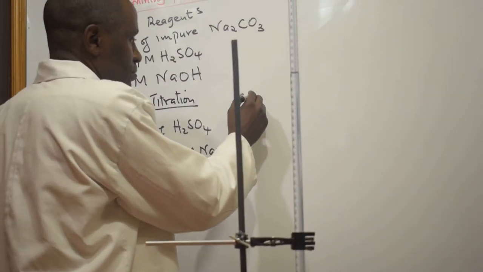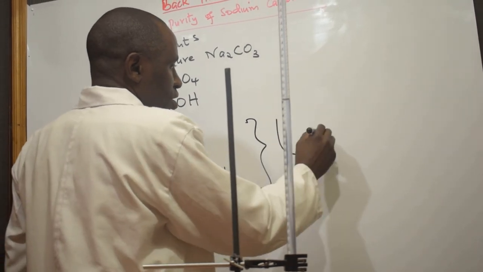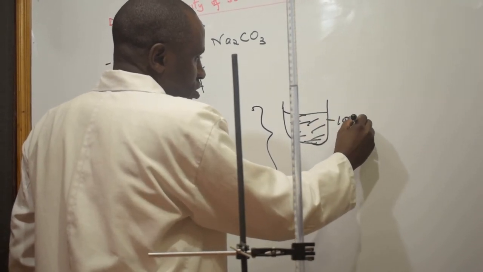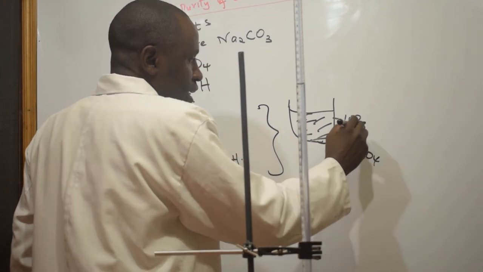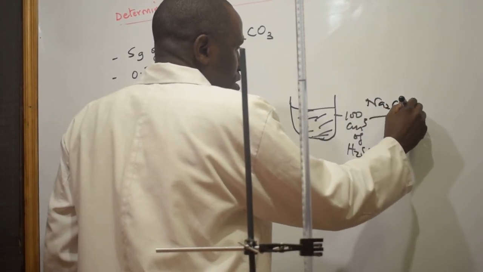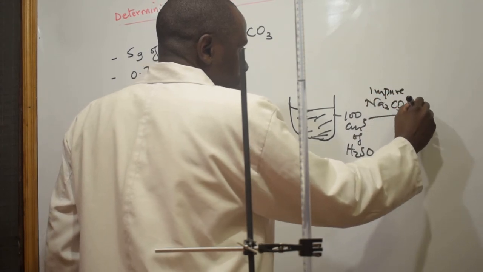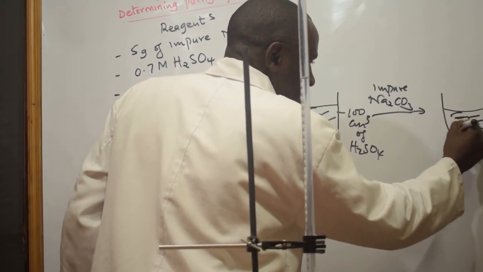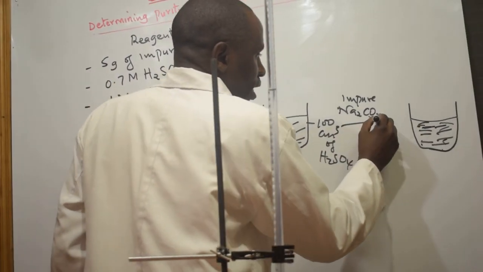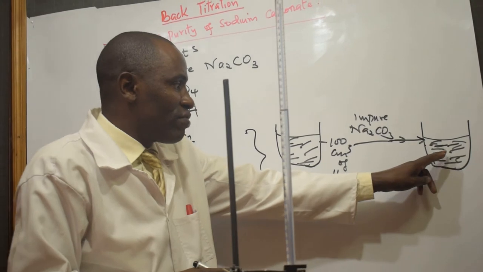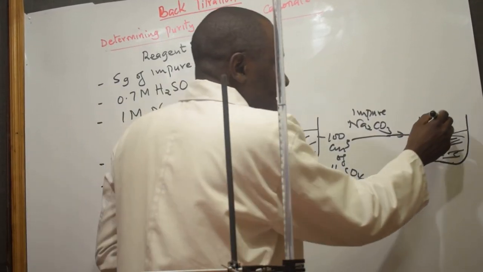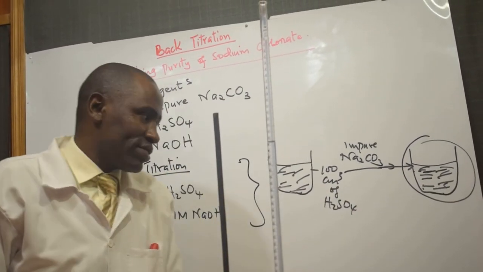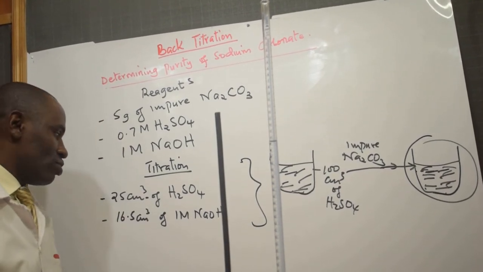I don't want you to forget that what we had initially was 100 cubic centimeters of sulfuric acid. Then we added the carbonate, that is the impure carbonate, so that we formed this acid which we have been analyzing. It was the analyte here. So what I've just done is I've taken 25 cubic centimeters of this. This is what I have pipetted, about 25 cubic centimeters, and I've titrated it with sodium hydroxide.